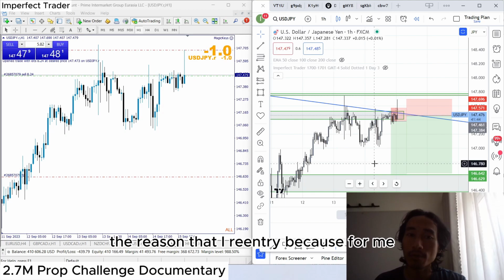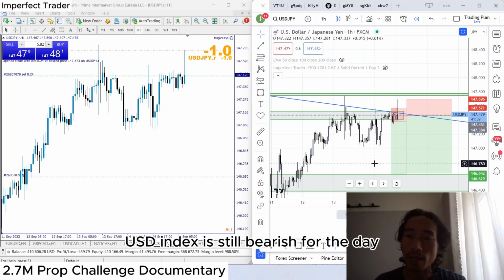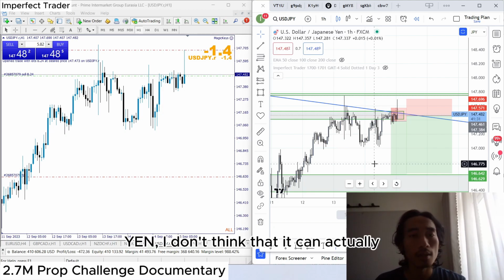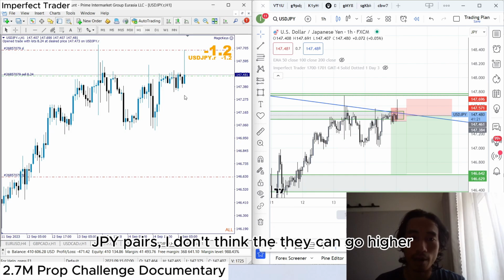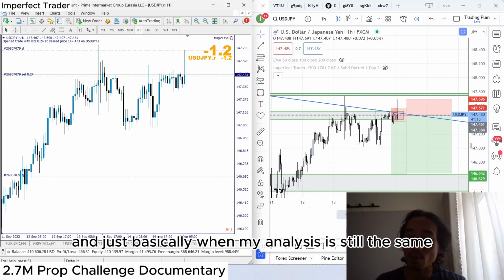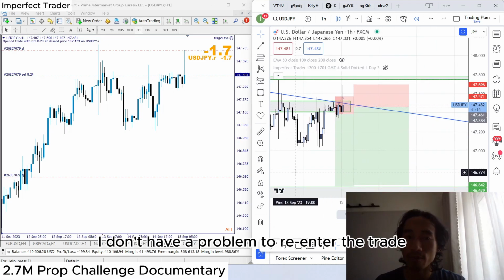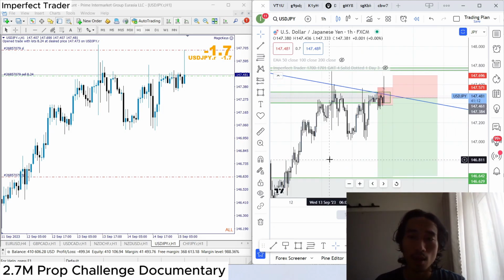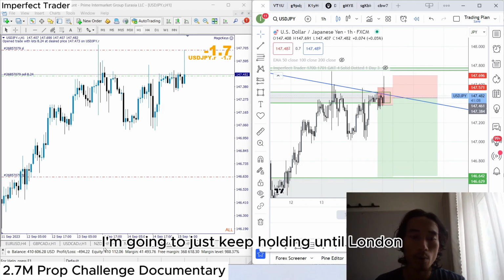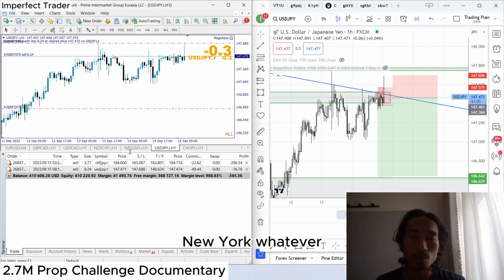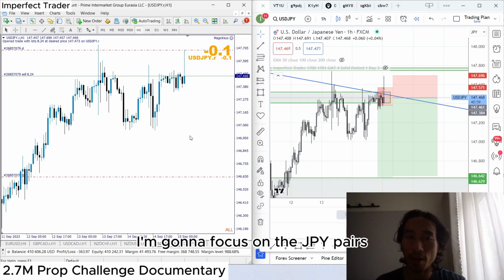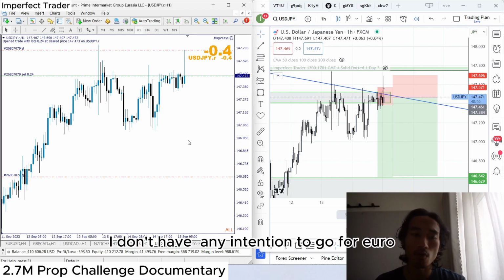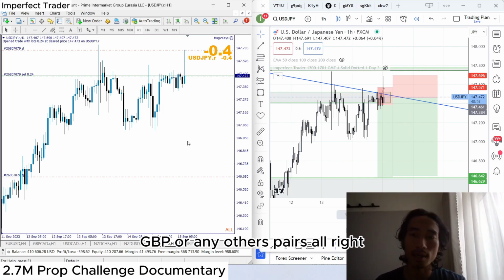The reason that I re-entered is because for me the USD index is still bearish for the day, and in yen pairs I don't think they can actually go higher. Basically when my analysis is still the same, I don't have a problem re-entering the trade. So I'm going to just keep holding until London, New York, whatever. For today, I'm going to focus on yen pairs. I don't have any intention to go for Euro, GBP, or any other pair.